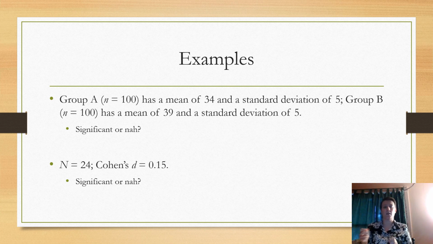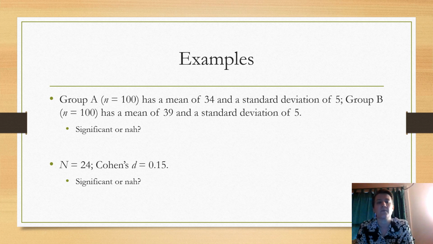Okay. So it would be significant. So is it significant? Yes, we have a large sample size. We have a Cohen's d of negative 1.0. So with that large sample size, it's saying whatever our effect size is, it's likely representative of that in the population, which is significant.